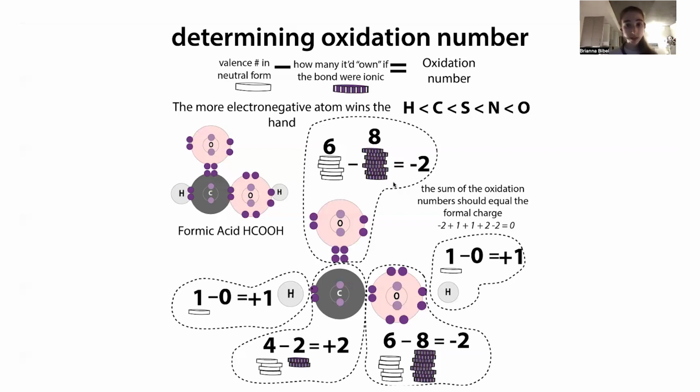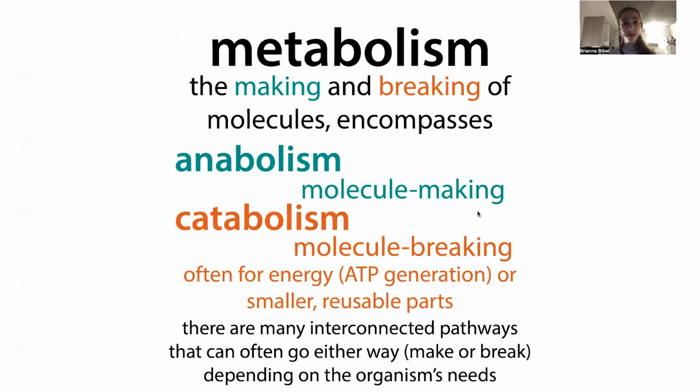The sum of the oxidation numbers should equal the overall charge. And because this molecule has an overall charge of 0, we should have this equal 0 when we work this out. So if we take the oxidation numbers and we add them up, we have a -2, a +1, a +1, a +2, and a -2. So -2, +1, +1 is 0, +2 is 2, -2 is 0. So yeah, it worked.